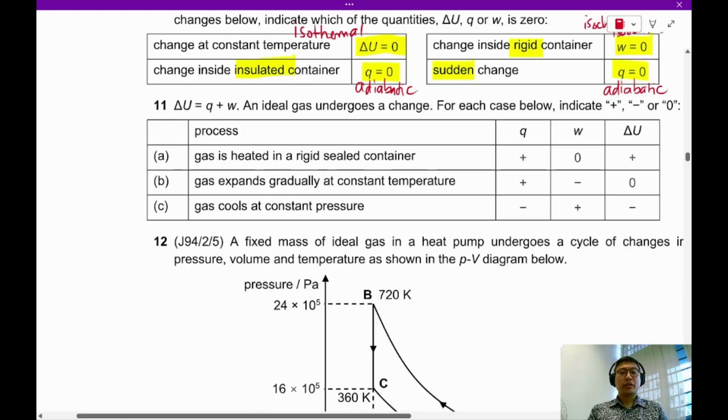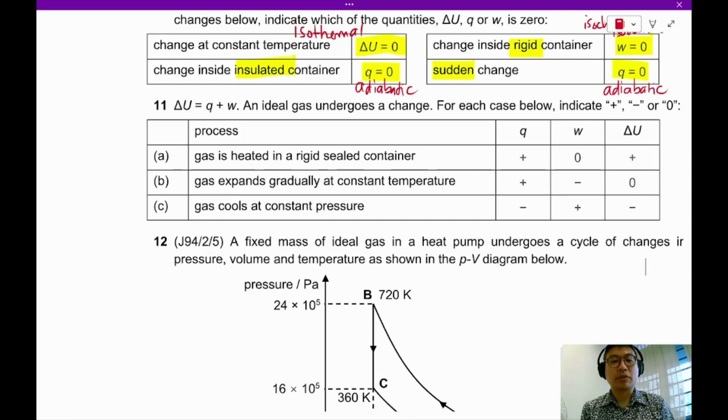Now let's take a look at question 11, which is also on the first law of thermodynamics. An ideal gas undergoes a change. For each case below, indicate plus, minus, or zero for the changes in internal energy, the work done on the gas, and the heat transferred to the gas. So the first thing that I like to do is to write the words on, work done on the gas and heat transferred to the gas, so that I know which direction the heat and the work is being done.